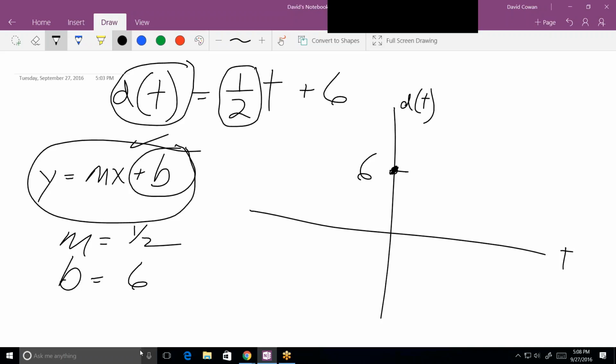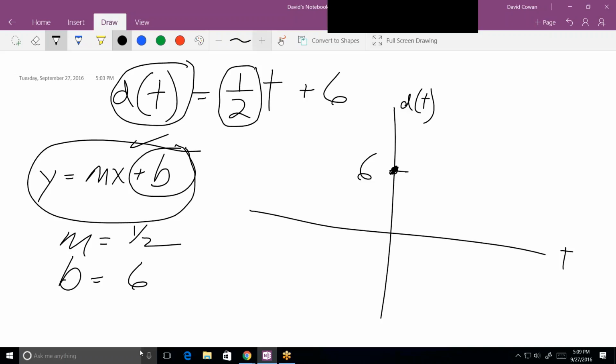Now how do I graph the rest of it? I need one more point, because I know it's a straight line. Well, the slope is 1/2, but how do I get another point on this line? You have to find out. How do I make 2 points on this thing that have a slope of 1/2? If I go up 1, how far do I have to go to the right?